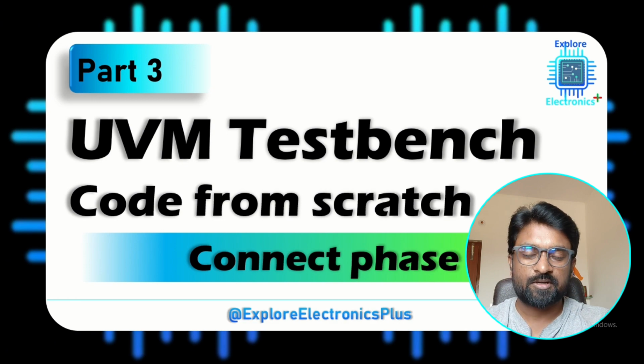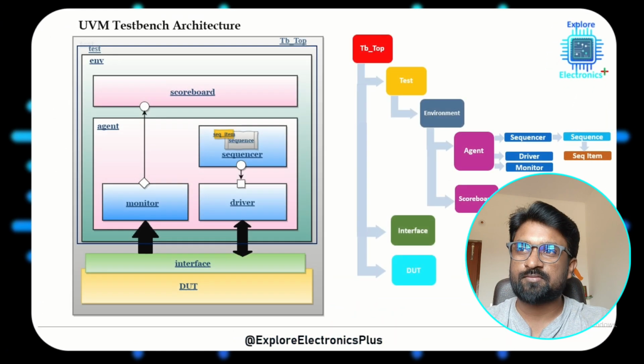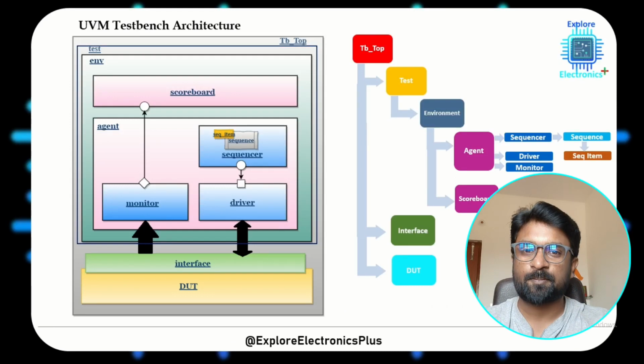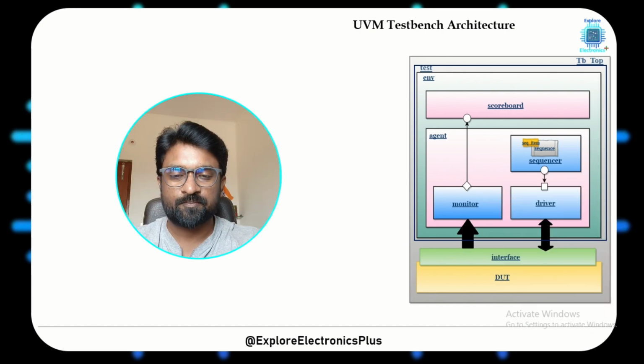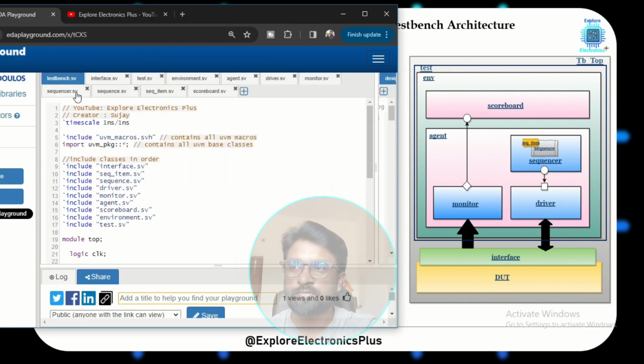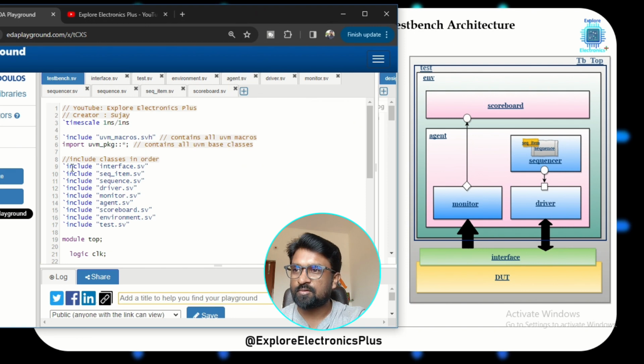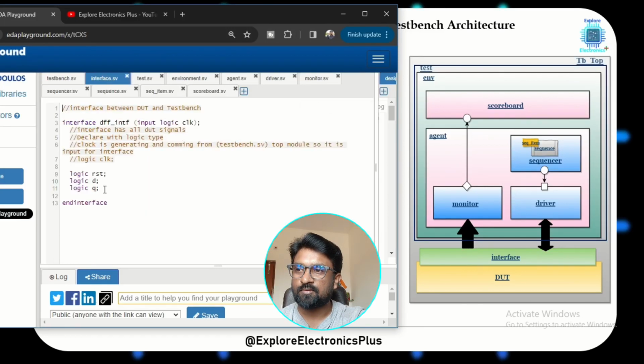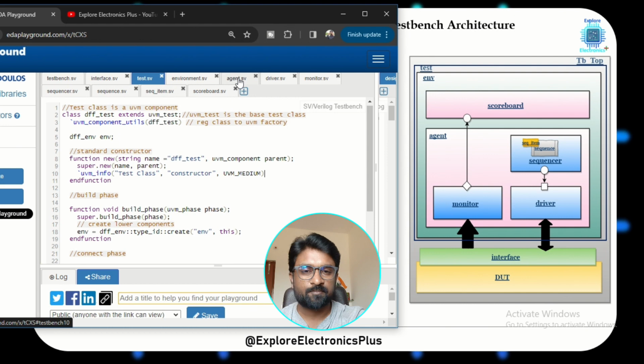Now let us move on to the connect phase. In the previous video, we have already seen the testbench architecture and also the top-down approach for this testbench. So let us get into the code and write the connect phase. If you look at the testbench top, I have included all the files which we have created as testbench components. In the interface, we have only declared the input and output signals of our DUT as logic. In the test and other classes, we are done with the build phase.